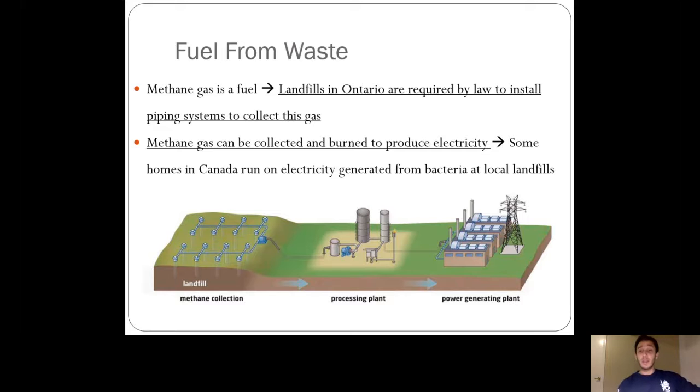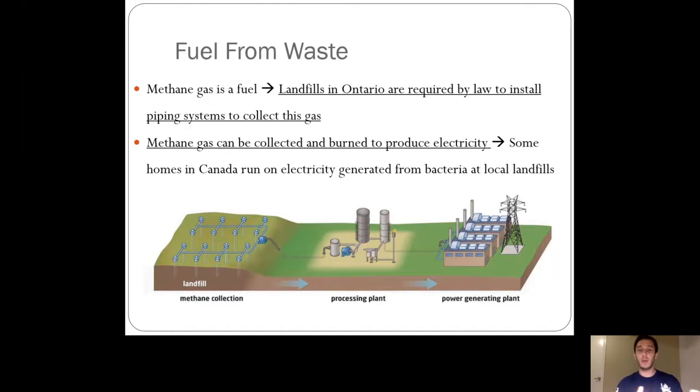Now, methane is something that burns. It is flammable. And so there are landfills in Ontario that install systems that will pull methane out of the landfill and collect the gas, and then you can burn that gas and produce electricity. So there are homes in this province. Now in Hamilton, not really, our electricity is mostly hydroelectric. But in other places that don't have the luxury of living near Niagara Falls and having the hydroelectric power that we do, they may power homes using this methane gas.